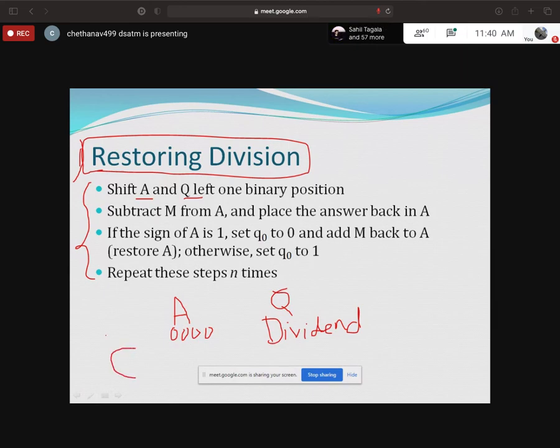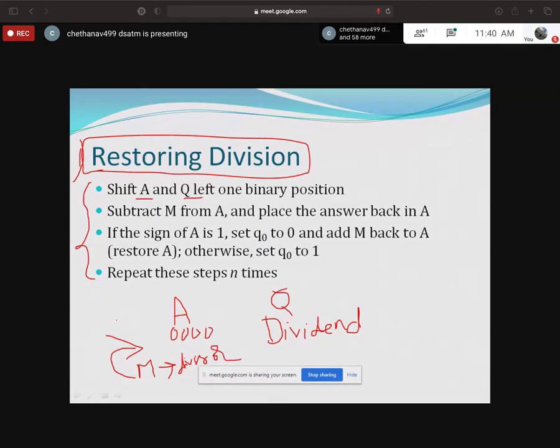The division operation, that will be available in a separate register, which is said to be a divisor M. I'll call it M as my divisor. M is nothing but the divisor. M is a register which holds the divisor.